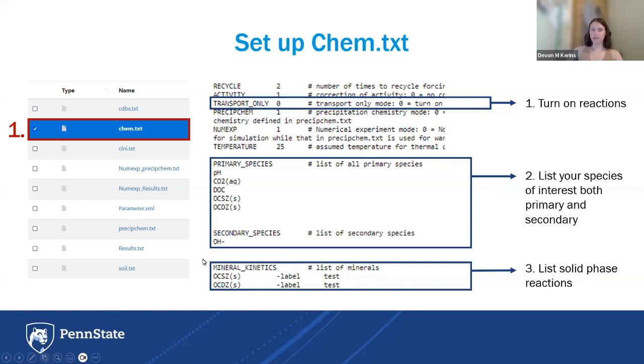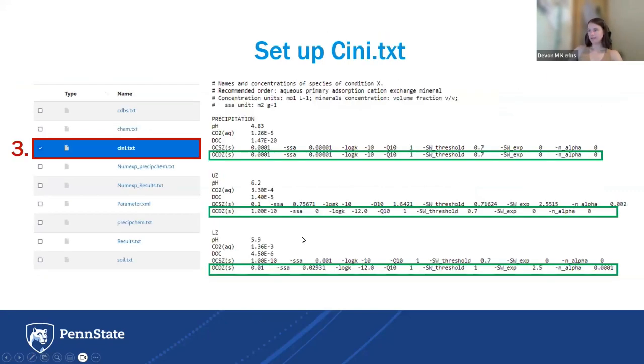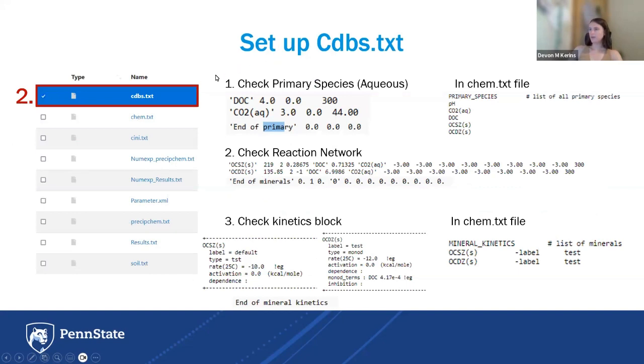And again, we need to make sure that we list it as a mineral kinetic reaction down here. So we have our organic carbon in the deep zone solid phase and our associated label. Again, we check that our primary species are all there. We check our reaction network again. And if you want to go through all these numbers and what they mean, we did that in video 2A. We check our kinetics block.